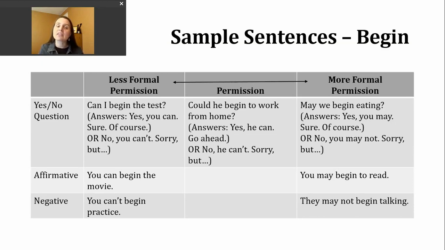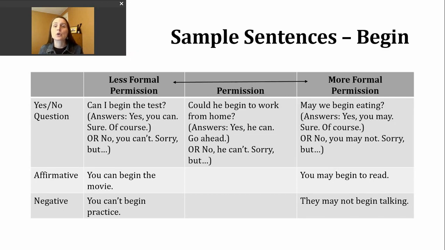We're going to start with less formal, and then we'll kind of work up to maybe the most formal way to ask for permission. But no, you can use any of these. People will understand you. You can always make something more polite by adding please, either before the verb or at the end of the sentence. So let's start with less formal permission.